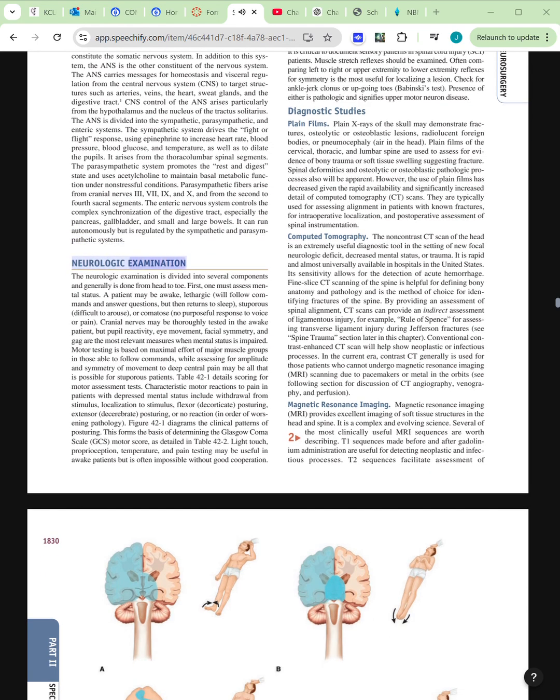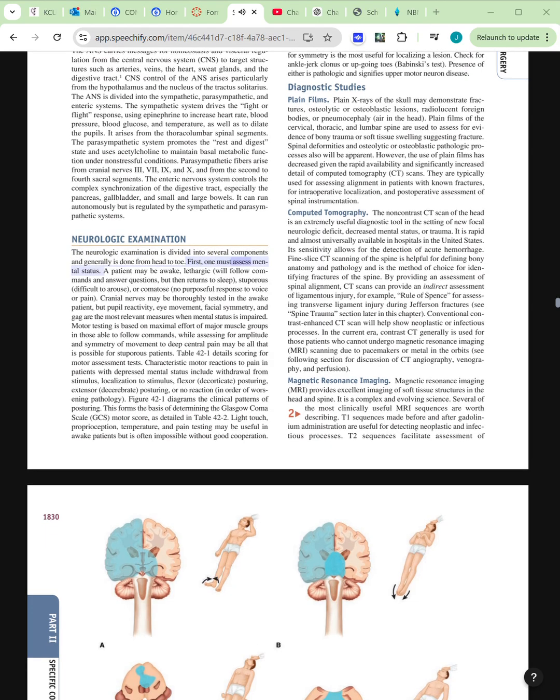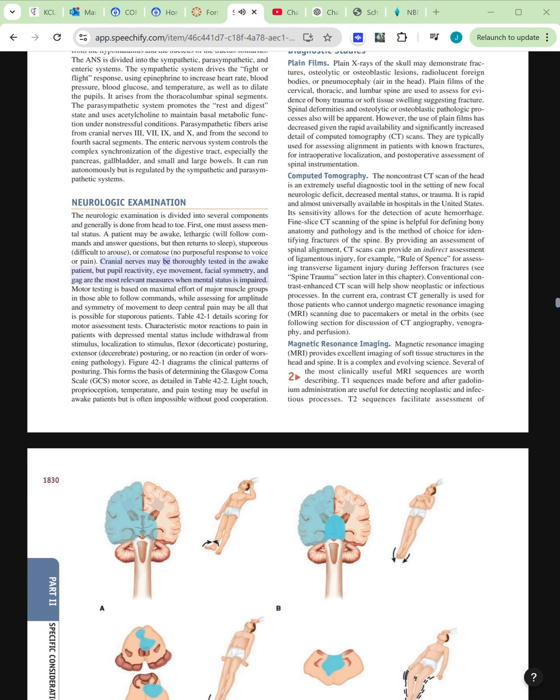Neurologic examination. The neurologic examination is divided into several components and generally is done from head to toe. First, one must assess mental status. A patient may be awake, lethargic, stuporous, or comatose. Cranial nerves may be thoroughly tested in the awake patient, but pupil reactivity, eye movement, facial symmetry, and gag are the most relevant measures when mental status is impaired.